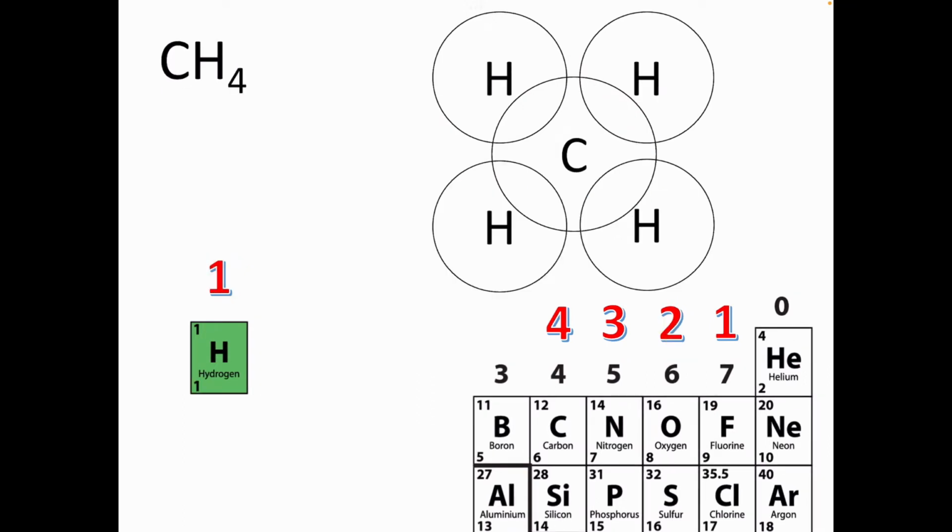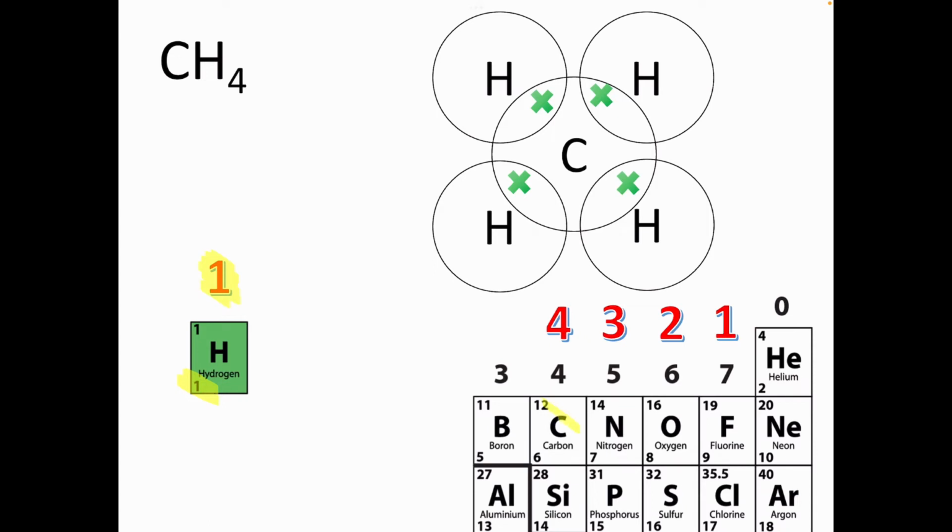Our next example is methane, and methane has the formula CH4. I'll start first with my hydrogen. Remember, hydrogen have 1 electron. It's in the first shell, so to fill the first shell, it takes 1 more, which means its valency is 1. So that's 1 electron that has to be shared. So for each of the hydrogen, I'm going to share 1 electron.